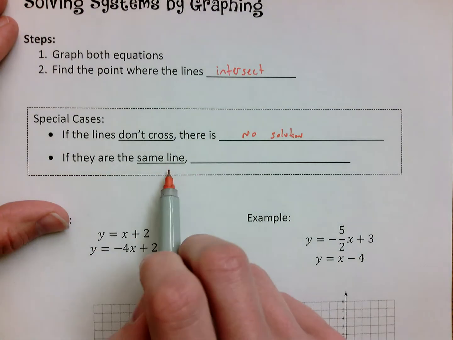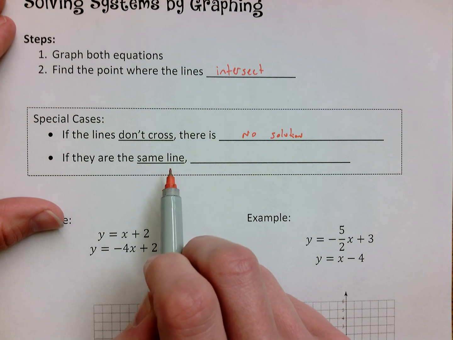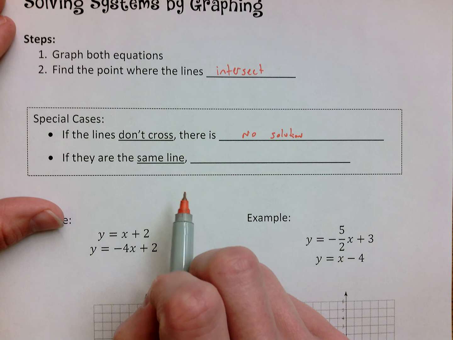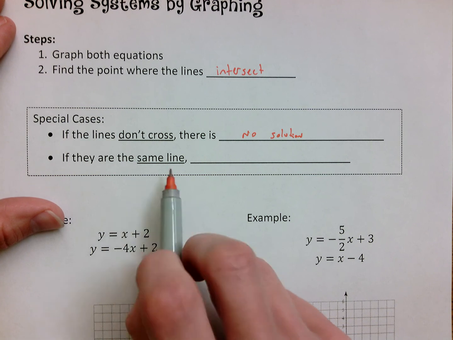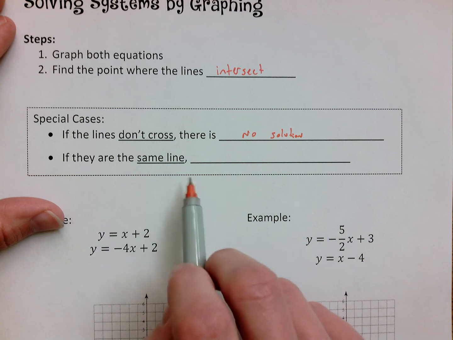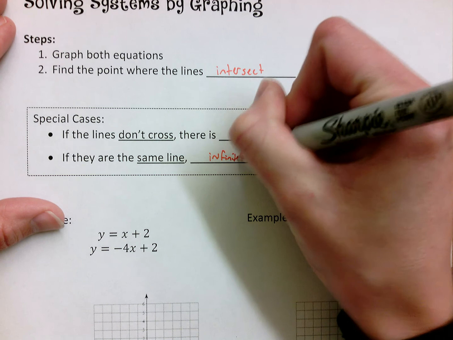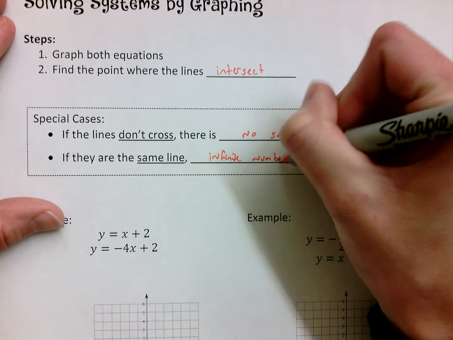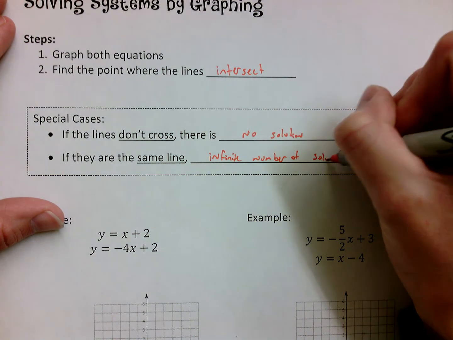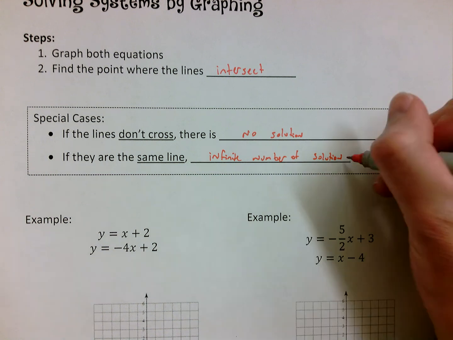But if your 2 lines end up being the same line when you graph them, then what that tells you is that every point is a solution. The way that we write that, we say no solution if there aren't any points that are solutions. If all the points are the solution, then we say that is an infinite number of solutions. If they are the same line, then they're always crossing each other, so every point's a solution. So it's an infinite number of solutions.